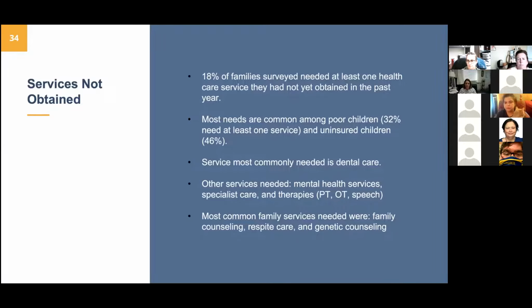Respite care is huge. It's one of the biggest ones. And then genetic counseling. Many families want to understand why. And they want to understand, so what does this mean? Are we locked into this? What's the prognosis? How do we change this for other kids or individuals in the future?